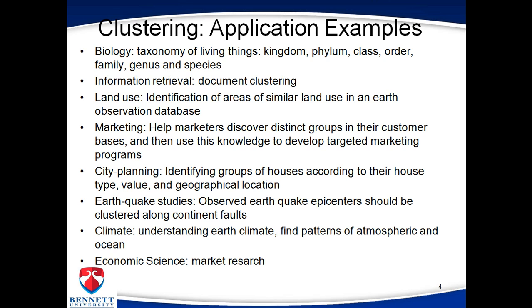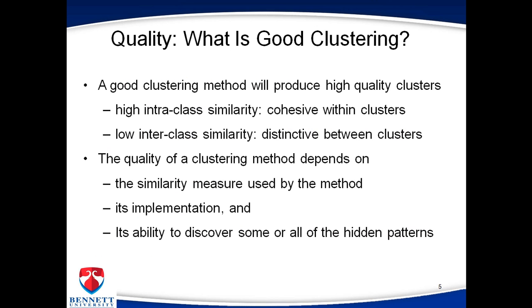We can see clearly in biology, the taxonomy of living things: kingdom, class, order, family, genus, species. The next is information retrieval, document clustering. Clustering is also used in land use, identification of areas of similar land. That is an observation of, suppose, new industrial development that is going to happen in some areas. So land use, marketing, city planning, earthquake studies, and climate, finding patterns of the atmosphere and the ocean, and the economic sciences. So clustering is used in various applications.